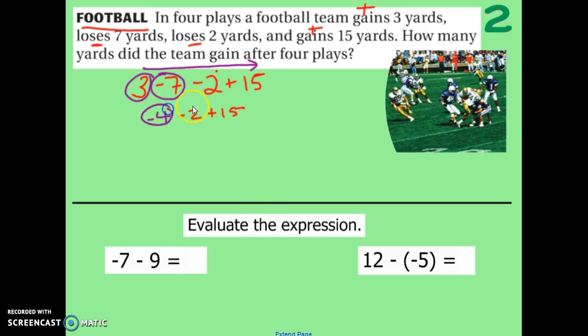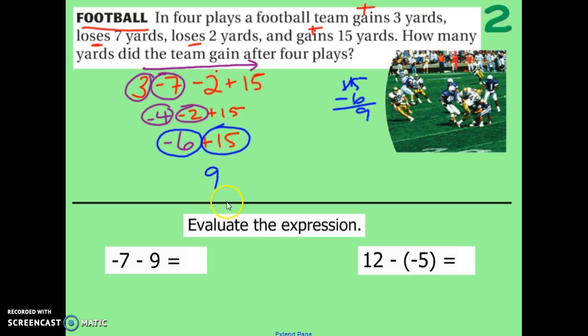Moving from left to right again, negative, negative, same sign, add and keep. 4 plus 2 is 6. Keep the negatives. And then bring down that plus 15 one more time. So we have negative, positive, different sign, subtract. 15 minus 6. Counting up, we get 9, and there are more positives. We are talking about yards. So after 4 plays, they got 9 yards.